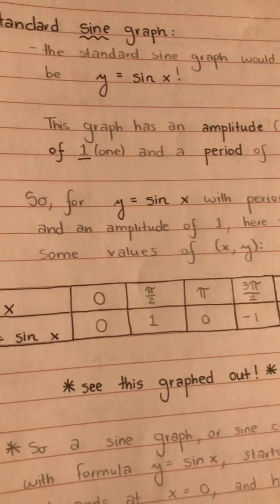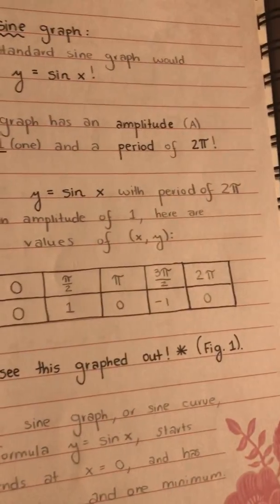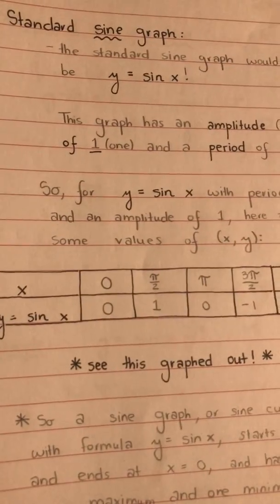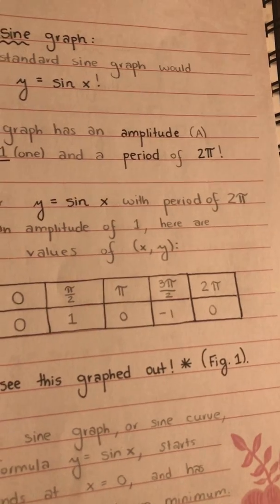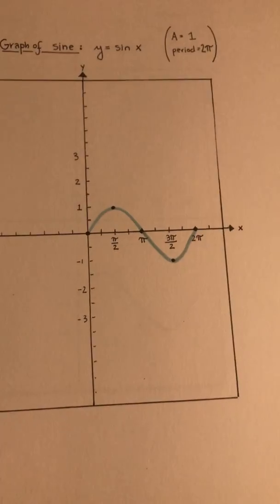So as we see, 1/4 of the way, or pi over 2, since our period is 2 pi, we're going to have a maximum of 1, and then 3 pi over 2, which is 3/4 of the way, we're going to have a minimum of -1. So to see this graphed out, we have this graph right here.